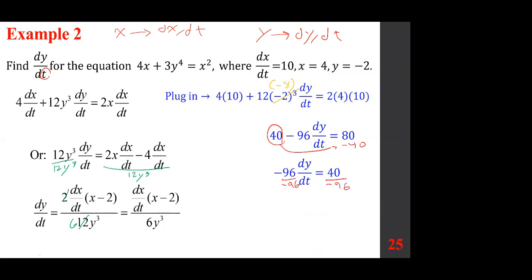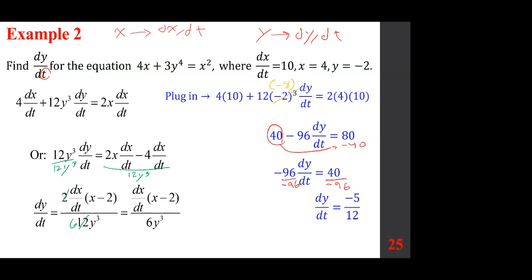Okay. And we drop a common factor of 8. And we end up with negative 5 over 12 as the final answer, everybody. It's that simple. I hope everybody is okay with that. So we can move on.